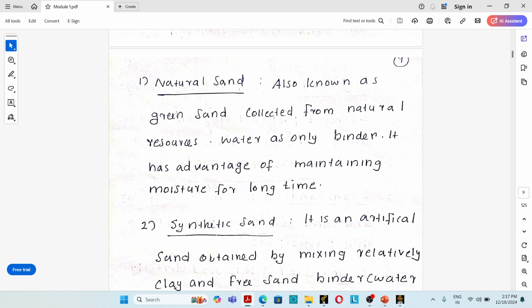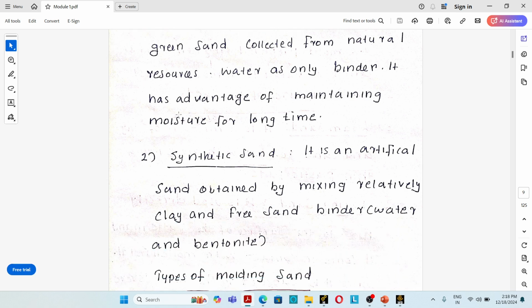Basically, molding sand is classified into two types: natural sand and synthetic sand. That's the basic classification of molding sand. Natural sand is also known as green sand. It is available from natural resources. In the case of green sand, water alone acts as the binder, and natural sand has the advantage that it can hold moisture for a long time.